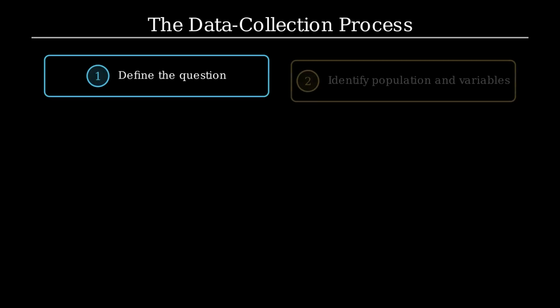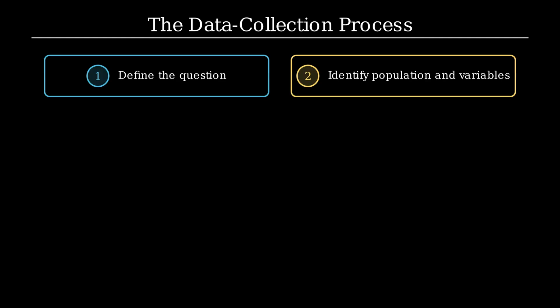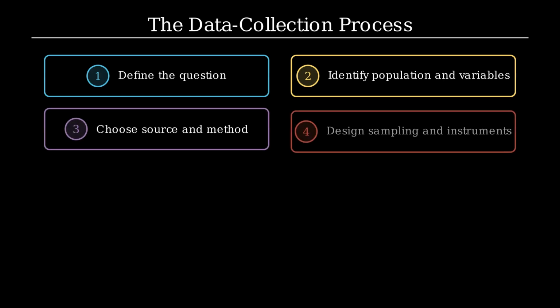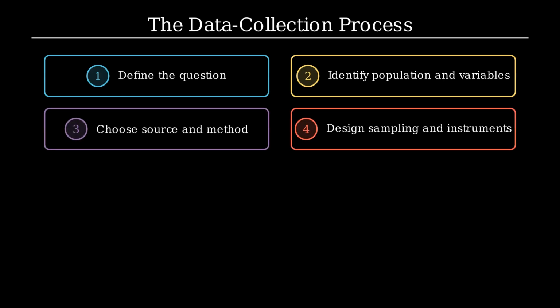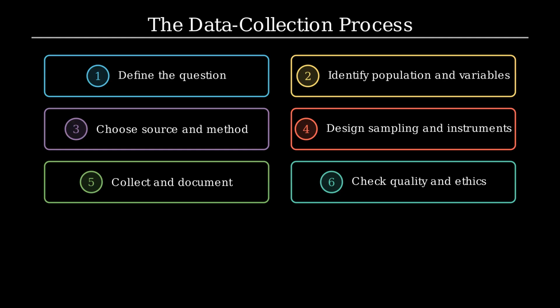Good statistics begins before any calculation. First, define a precise research question and identify the population and variables. Next, choose whether the study needs new primary data or existing secondary data. Then design the sample and measurement instrument. Finally, collect and document the observations. Then check accuracy, completeness, privacy, consent, and possible bias.